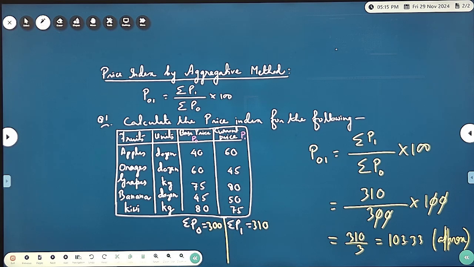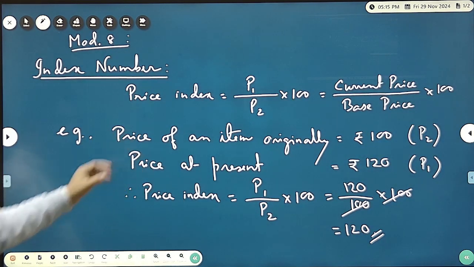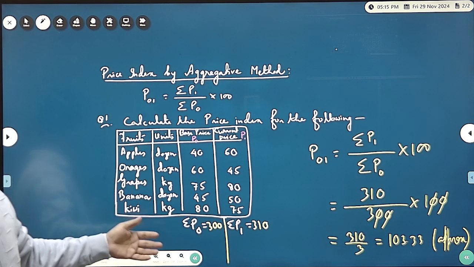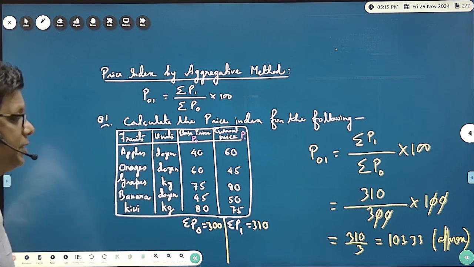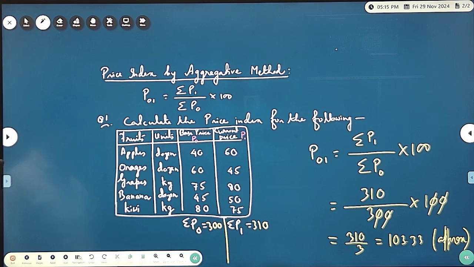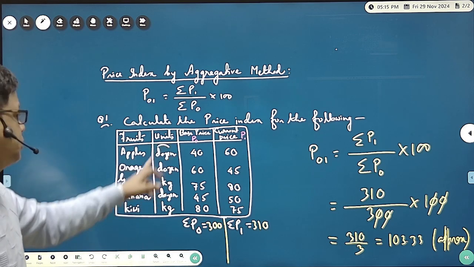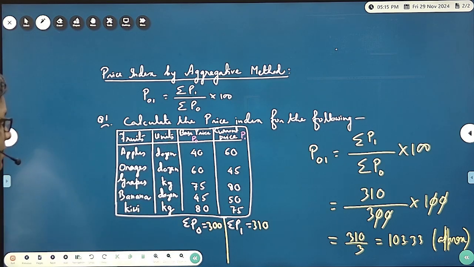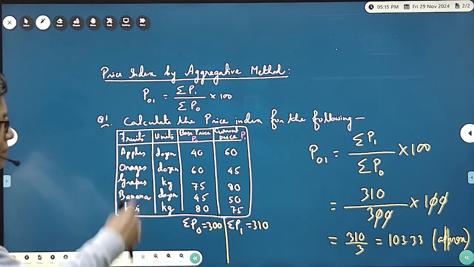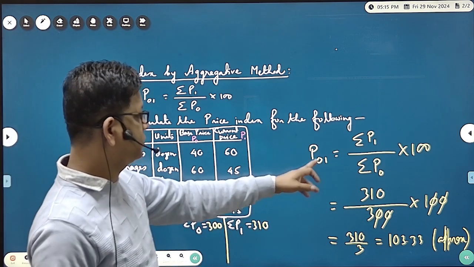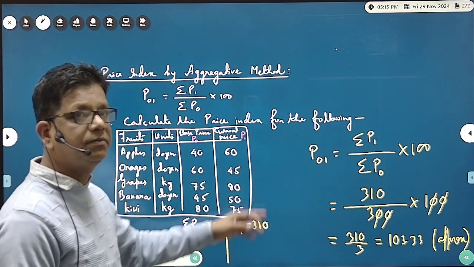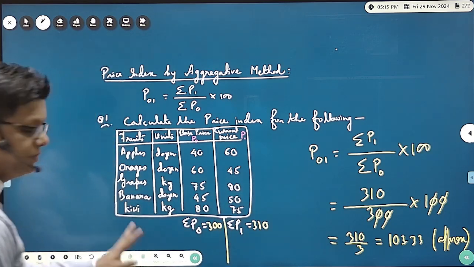Now here, unlike the previous example, in the previous example only one item was there. Now we have many different items, but the method is the same. We need to do the totaling of all the base prices and of all the current prices, where the units, whatever they are, don't matter. We just have to find the aggregative base price and aggregative current price, and P01 refers to the price index from base to current.